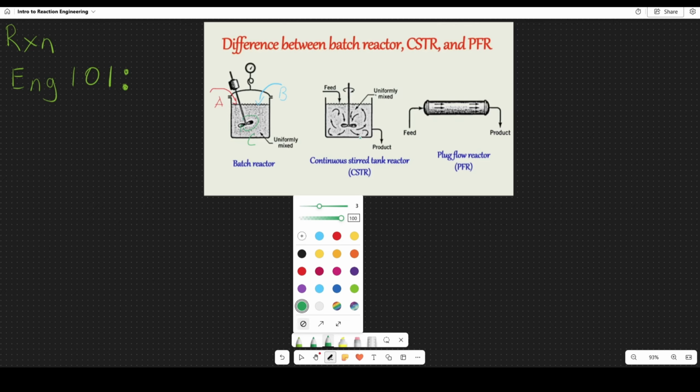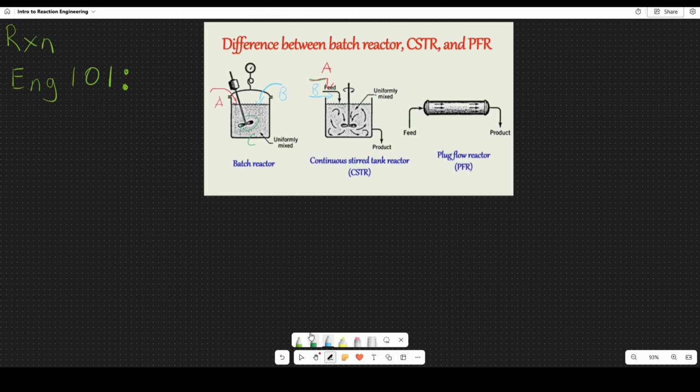A CSTR is very similar, except you have basically a continuous feed. You can see here that it says feed. So what that means is now we have, A, or sorry, wrong color. You're going to have A and B basically running throughout the reaction. And so you're always going to get a fresh feed coming in, and you're always going to get product coming out.